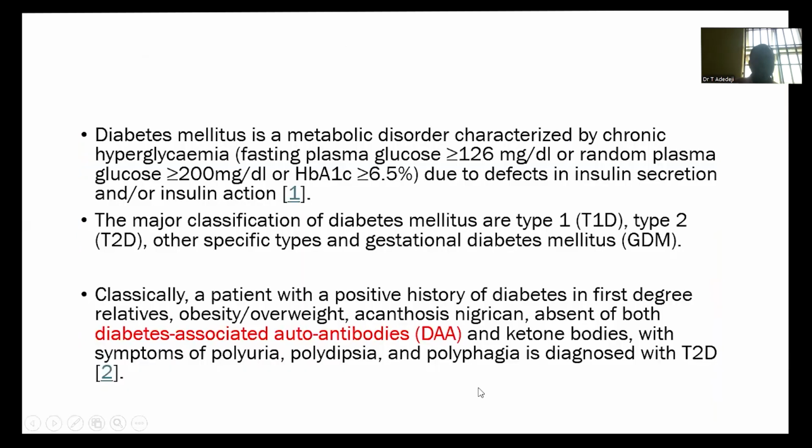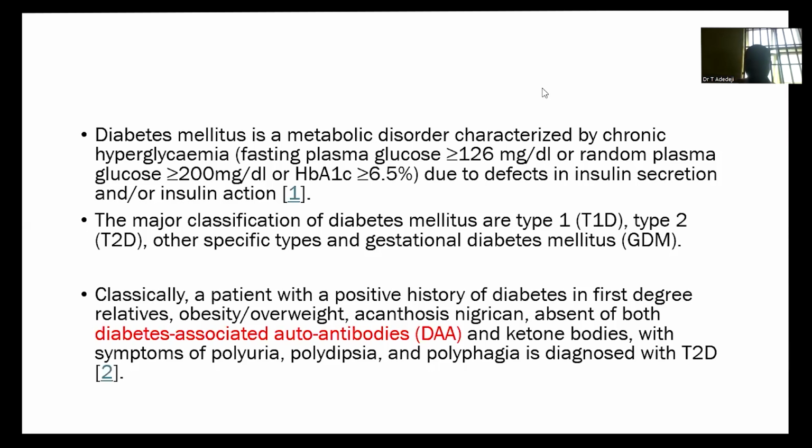Now, diabetes mellitus is a metabolic disorder, as we all know, characterized by chronic hyperglycemia, that's fasting plasma glucose greater than the cutoff point of 7.1, or random of 11.1, and hemoglobin A1C greater than 6.5. The major causes of diabetes mellitus are type 1 and type 2. Other specific types include gestational diabetes mellitus and other variants.